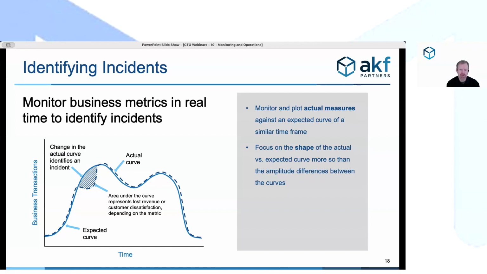But this view here shows typical transactions during the day. This is an e-commerce site where you typically see a load early in the day, then another one later. And the expected curve is a typical day, like a typical Monday. And the area under the curve we're showing here is some lost revenue. And so this is the focus of the shape of expected versus actual.